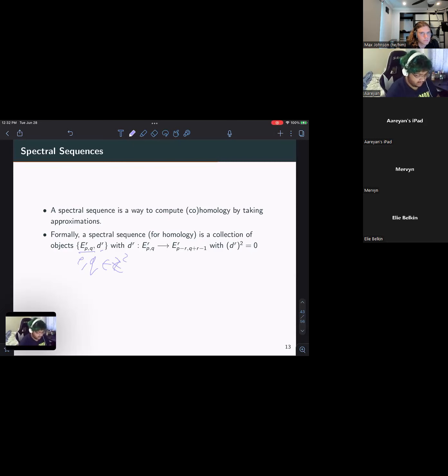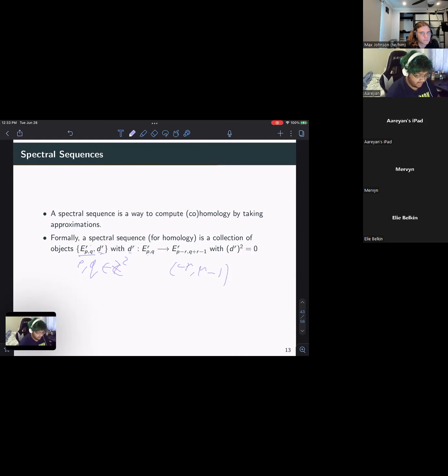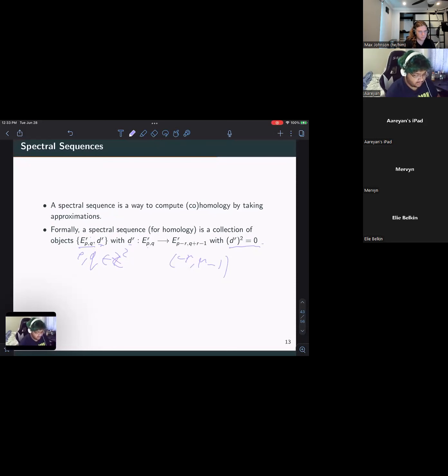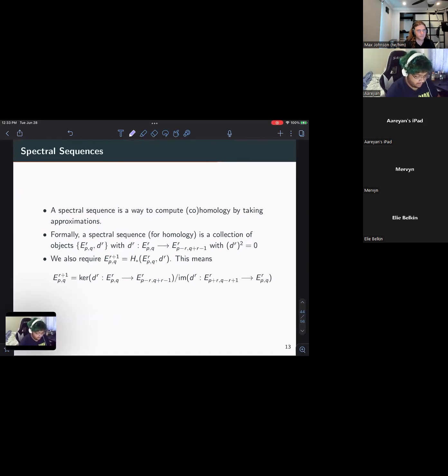So it's a collection of objects like this, and then it's a collection of maps d_r, where d_r is a map that has degree (-r, r-1). And we call it a differential because it satisfies this d_r squared equals 0 condition. Let me put the next axiom in, and then I'll explain the visual intuition behind this.